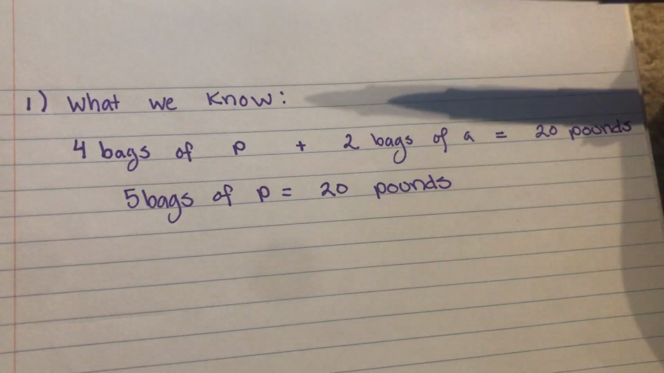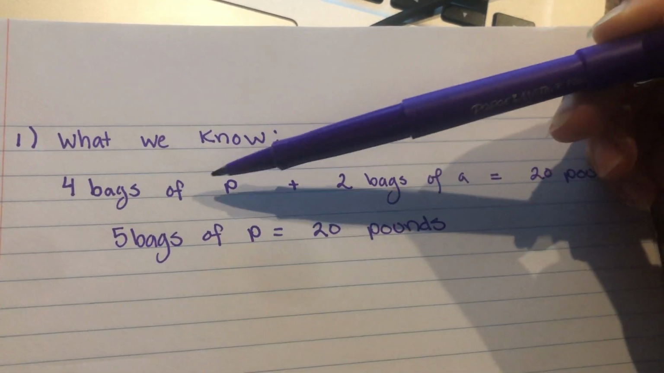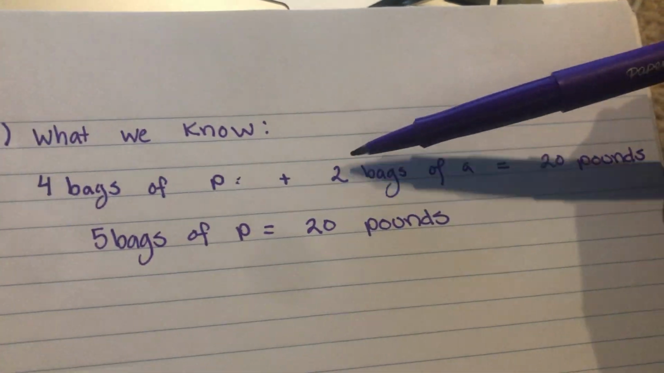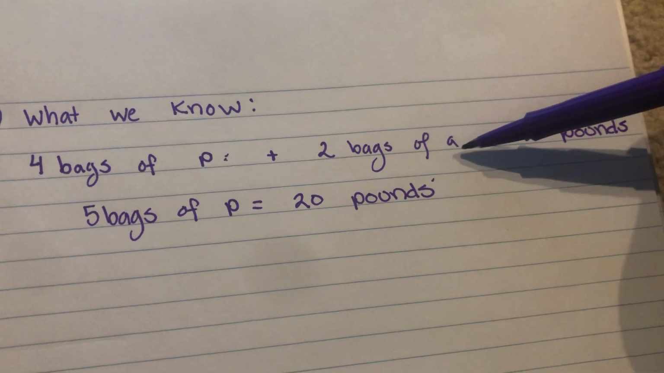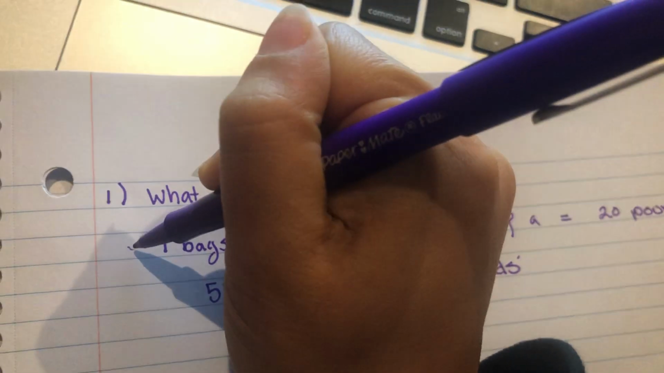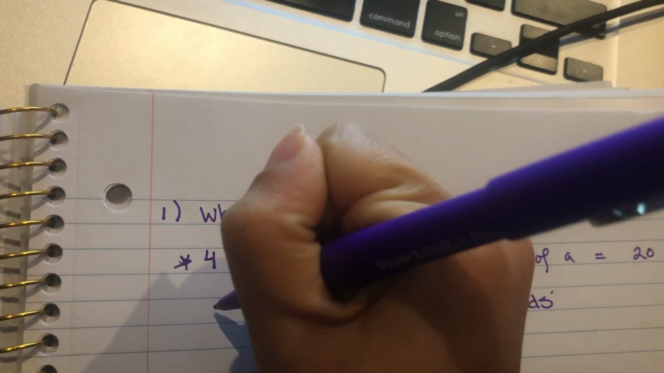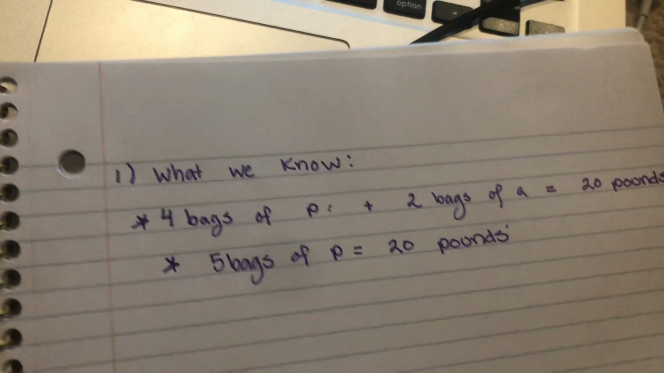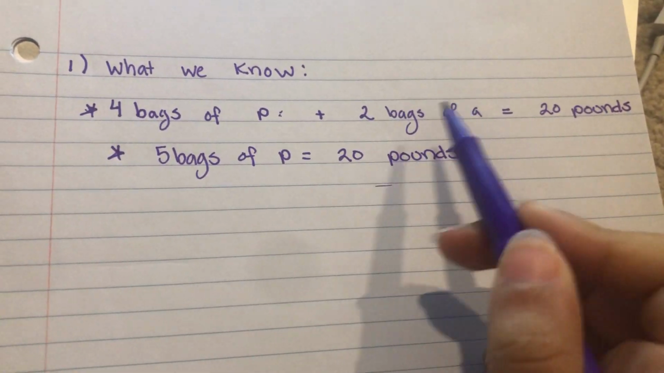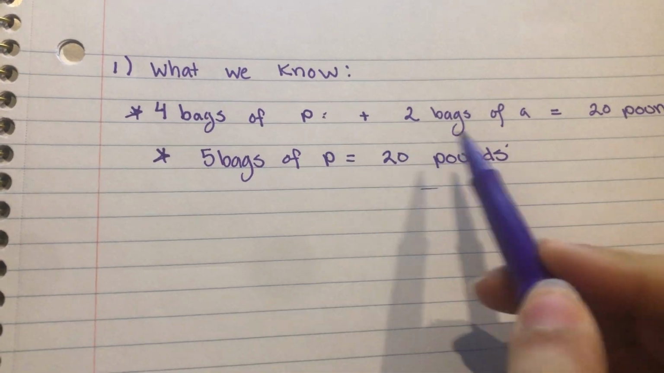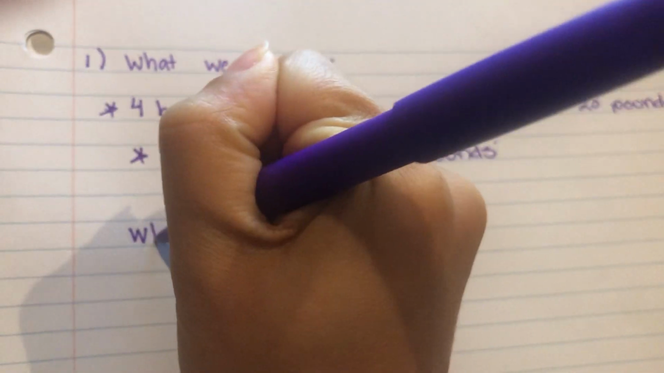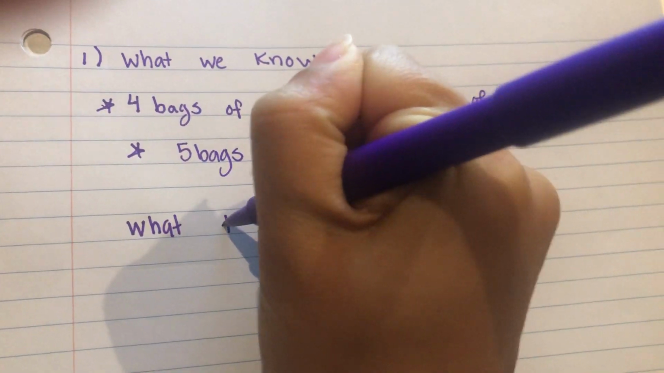And I already have this written down. So it says 4 bags of persimmons, that's what we know, P is for persimmons, plus 2 bags of A, A stands for apples, is 20 pounds. That's the first information that we know. The second one that we know is that 5 bags of persimmons is 20 pounds. So this is what the problem gave us.